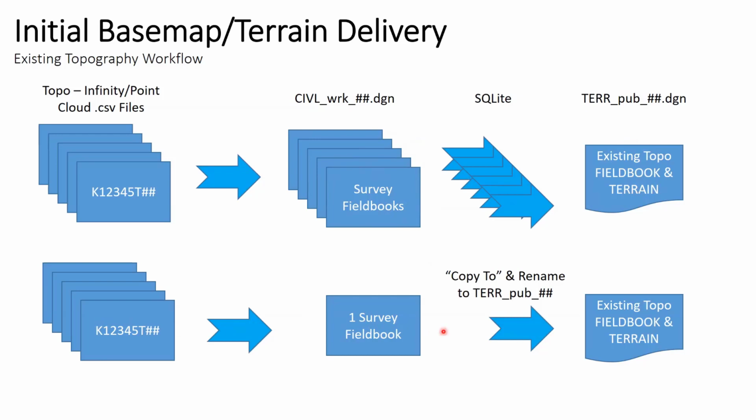If you're using this method down here, you've got the one survey field book with all those topo files merged into it, into your civil work. You've then got the ability to do a lot of merging and different things. So you can have it pretty much set in the civil working file. And then when you're ready to deliver it, you can just copy it, use the copy to in ProjectWise, and then rename it to your pub file. So you've got your pub file, it's ready to deliver. You could run your confidence points on it in the pub file and create your container file and deliver it.